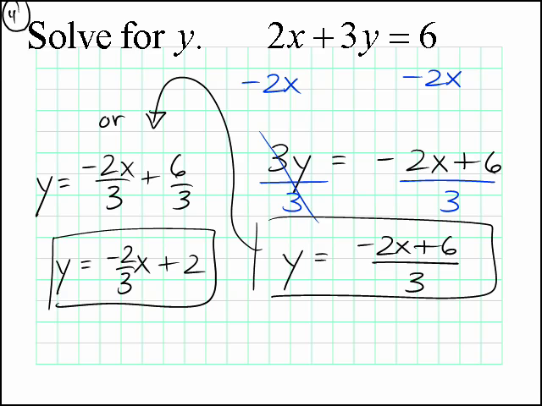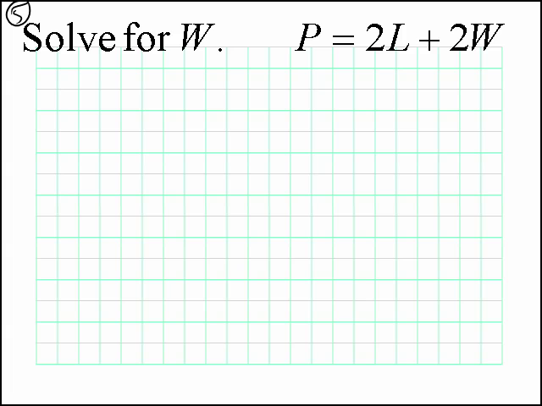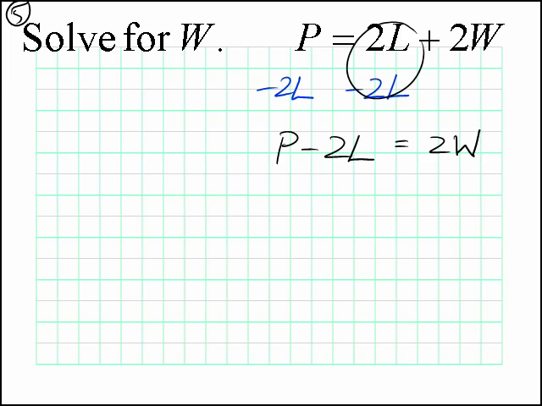Example number 5. Solve for w. My first step, I'm going to subtract 2L from both sides. That gives me P minus 2L on the left. This is gone. This is 0. And so this equals 2W. Now, one more step in solving for W. I'm going to divide both sides by 2. Divide by 2. Divide by 2.